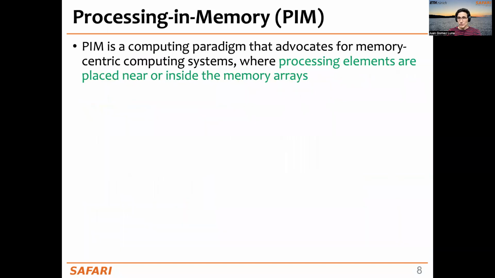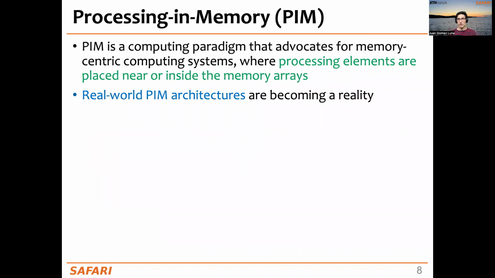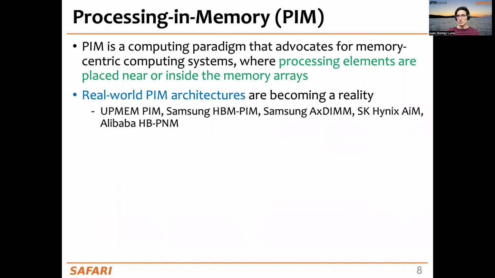Processing in memory, as you already know from this course, is a computing paradigm that advocates for memory-centric computing systems with processing elements near or inside the memory arrays. The real-world PIM architectures, as we are studying in this course, are becoming a reality, and examples that we already know are UPMEM, and prototypes from Samsung, SK Hynix, and Alibaba.